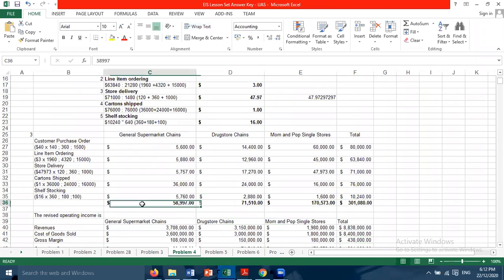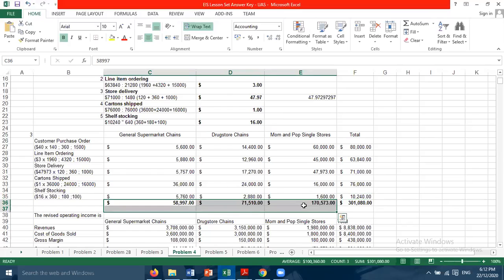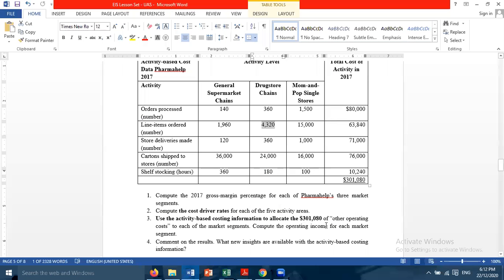Okay, so as we can see, this is the cost allocated. General supermarket chain is allocated 58,000, drugstore chain 71,000, and mom and pop single store is 170,000. Once again, if you total it, make sure the amount is the same as the total operating cost. In this case, it is the same, which is $301,080.